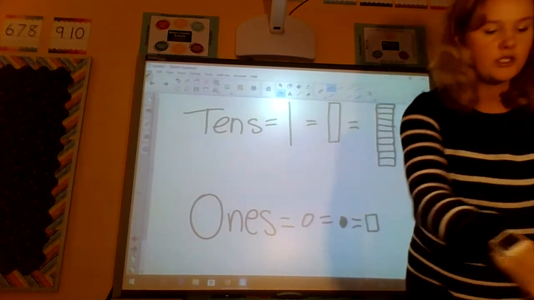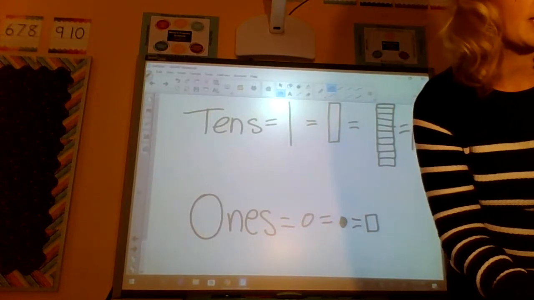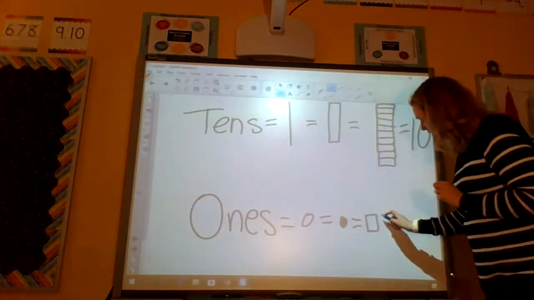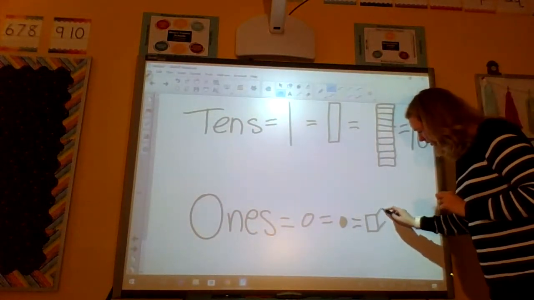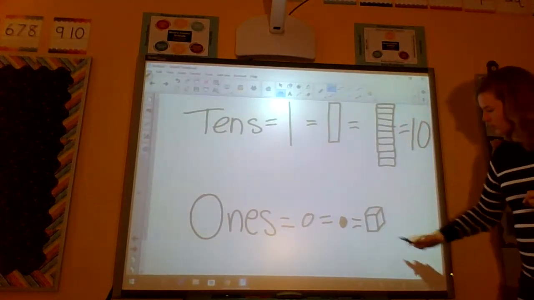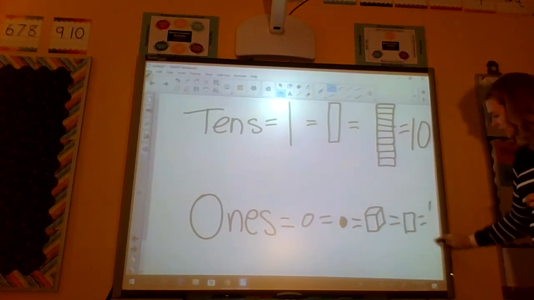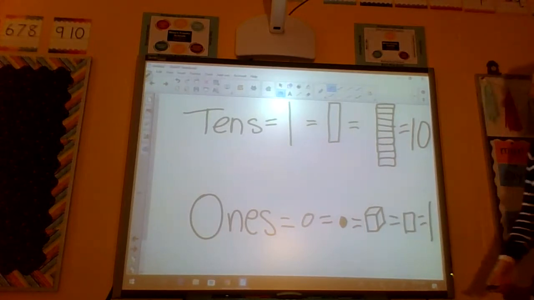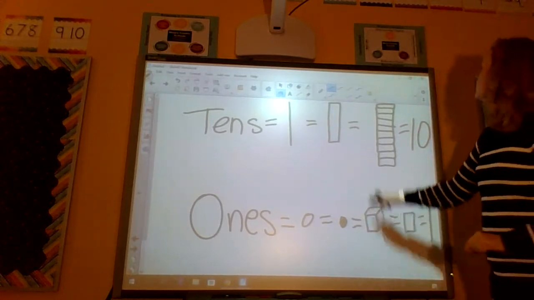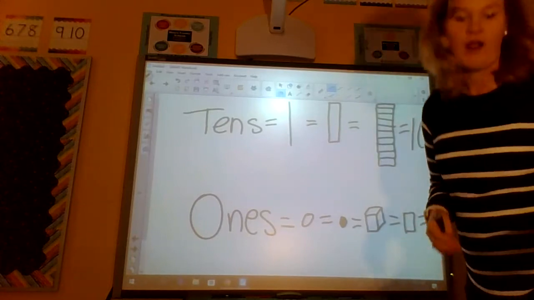Because if I showed you a ones, it looks like that. It's the little cube. So it's actually a cube. If I drew a cube, this is it 3D. Okay? It's a little cube, or it's a square, and it is represented by 1. So when you're counting ones, you're counting by 1. When you're counting tens, you're counting by 10, right?